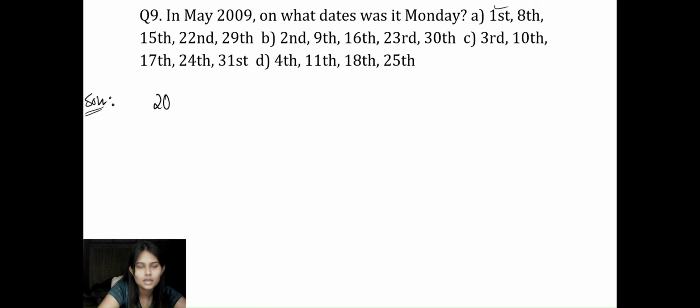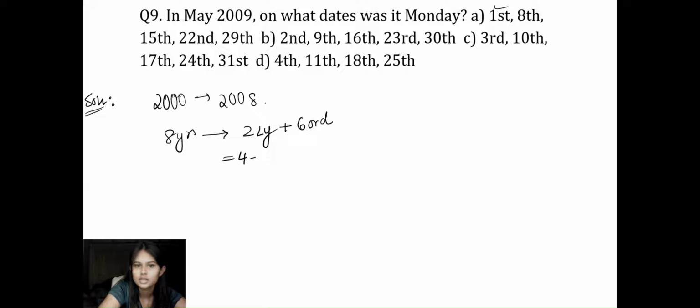So let us start. First, we'll find the odd days for 2000 to 2008. So what am I going to get? I have 8 years, right? So I'll get 2 leap years plus 6 ordinary years, which gives me a total of 4 plus 6 odd days, which is 10, which when divided by 7 gives me a remainder of 3 odd days. So 3 odd days I'm getting in this timeline.